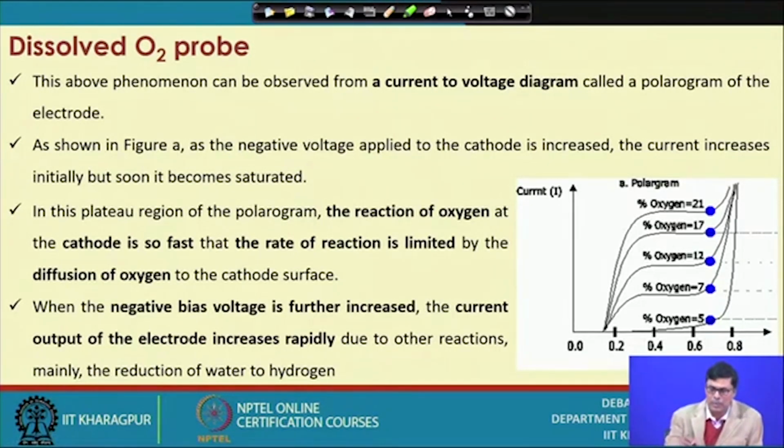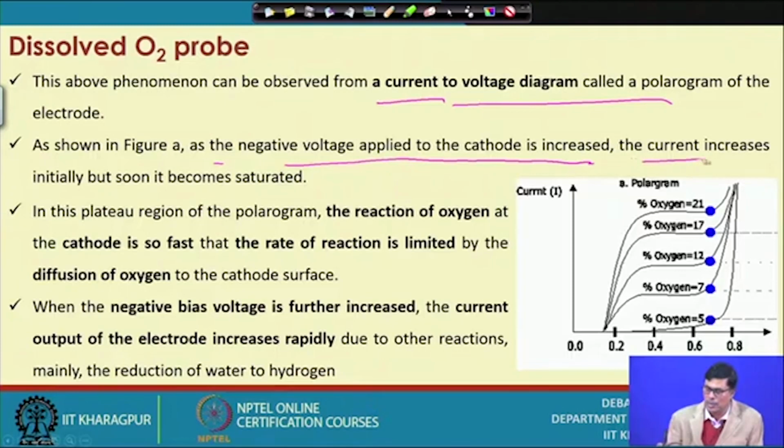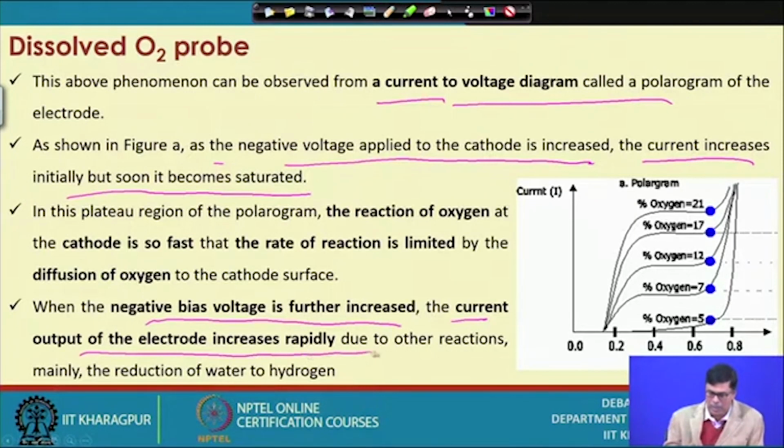Now, the above phenomena can be measured by a current to voltage diagram. It looks like this, with the negative bias. When the negative voltage applied to the cathode is increased, the current increases initially, but soon it becomes saturated. When the negative bias voltage is further increased, the current output increases rapidly due to other reactions mainly.